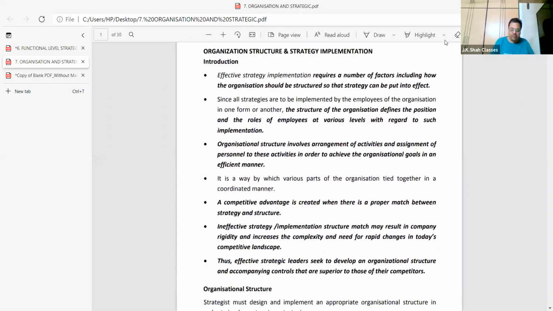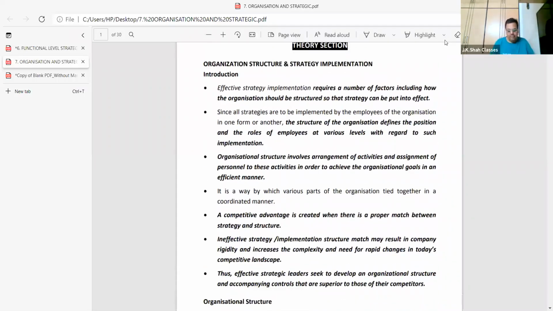Now, beta, in this you have to read. Everything I will not read because I've explained most of the things. But still, some things I'll read.